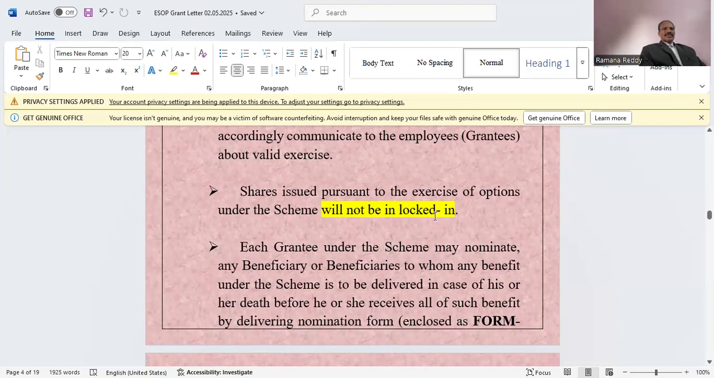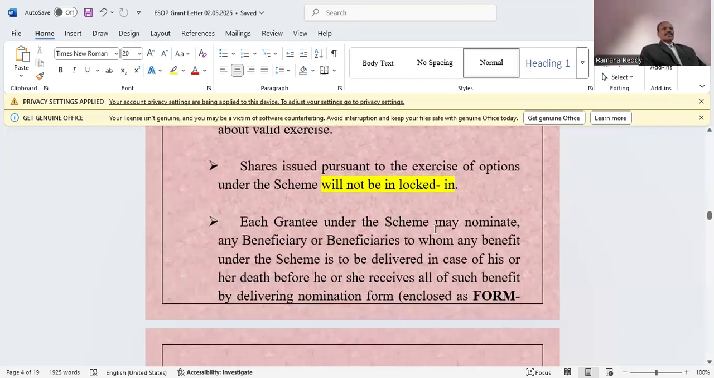If there is a lock-in, we have to mention it in our offer letter. If there is no lock-in, then we will say there is no lock-in period. In the grant letter itself, we clearly mention it.